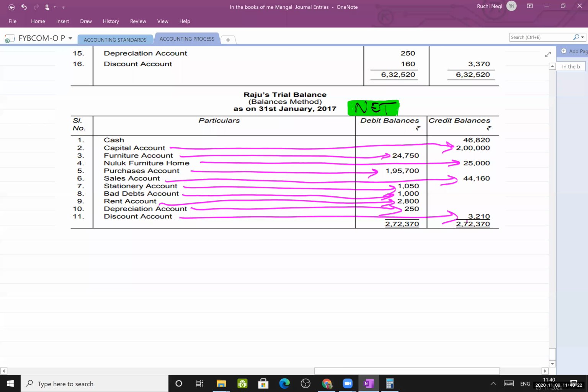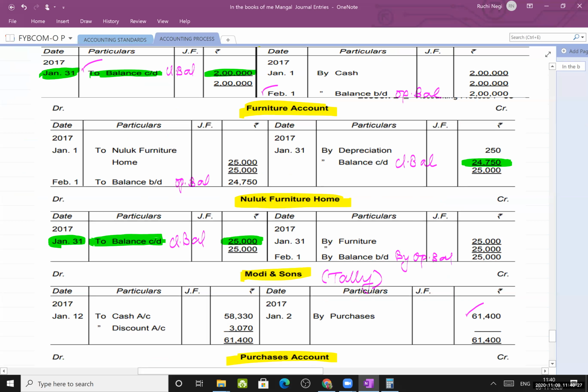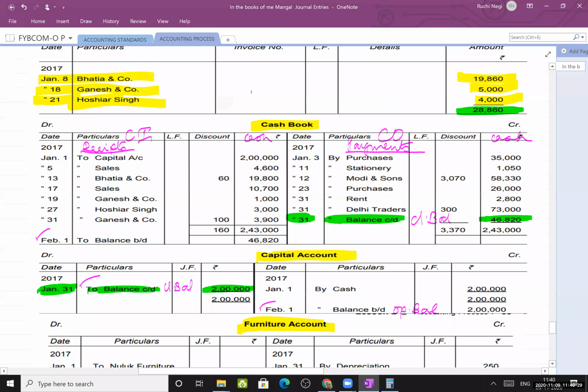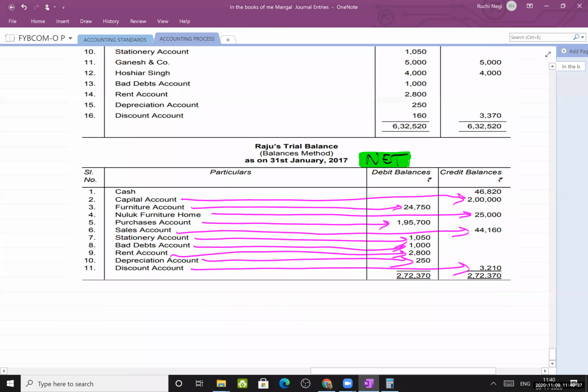फिर एक account बचता है मेरे पास, कैश बुक. कैश बुक का बैलेंस कितना था? 46,820 credit, so I will record it on the debit. Okay, receipts are more, right? Payments are less, receipts are more. 46,820.